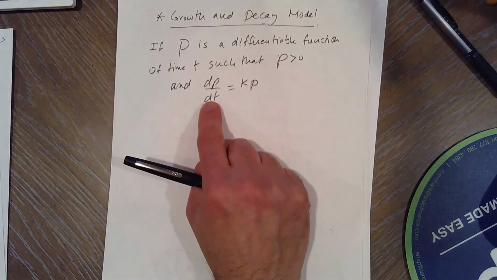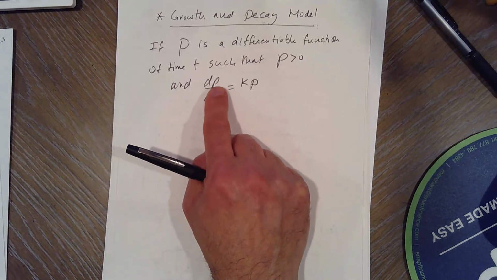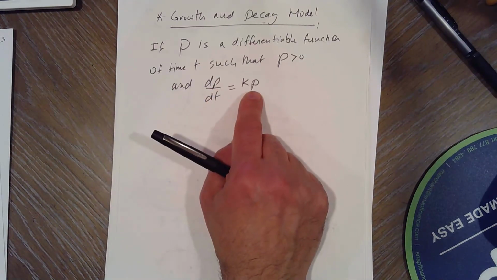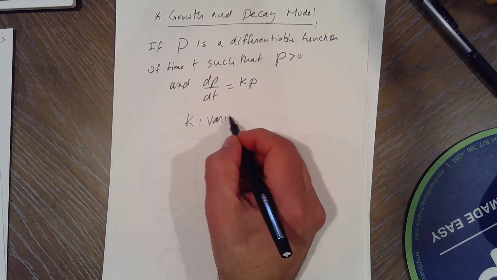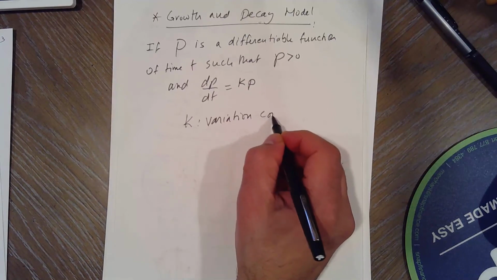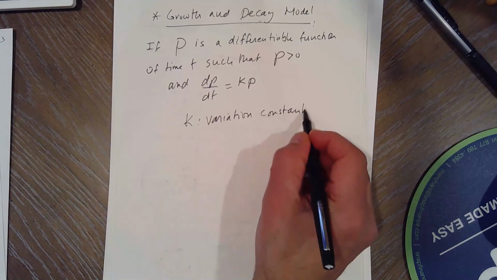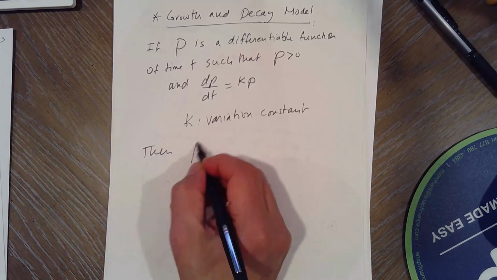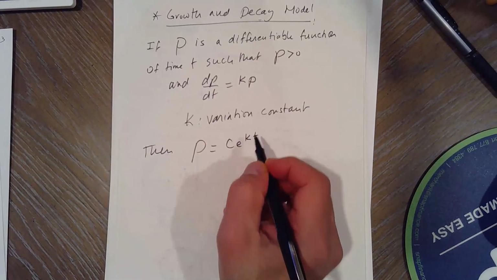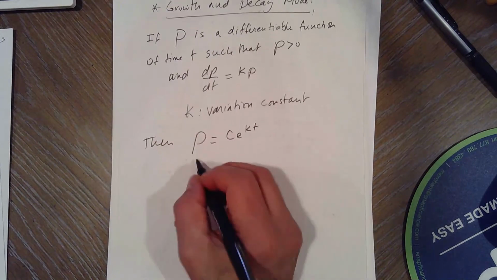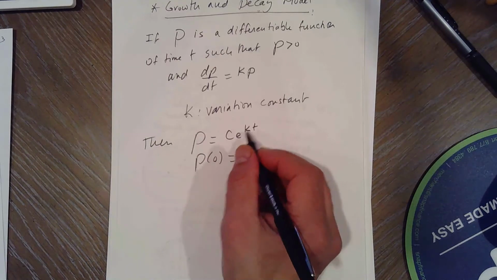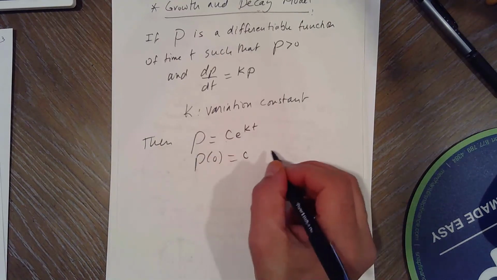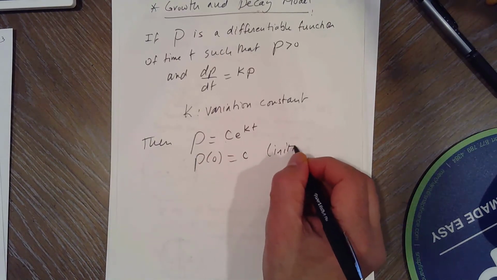What you can see is the rate of change of that principal or population with time is directly proportional to the population itself. K is called the variation constant. Then P is C e to the kt, where P of 0 equals C, as you can see. If you put a 0 for t, e to 0 is 1, so C is P of 0. That's your initial condition.